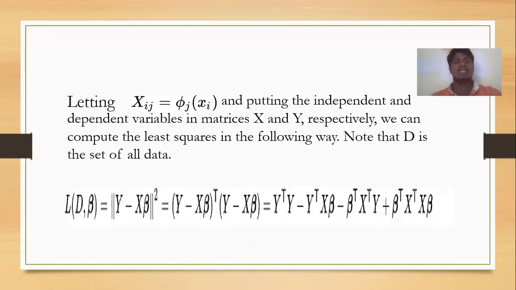Letting x_ij equal to phi j of x_i, and putting the independent and dependent variables in matrices X and Y respectively, we can compute the least squares in the following way. Note that D is the set of all data. In that given formula, we have taken D as the set of all data. We can see the formula L of D comma beta. We can observe the dependent and independent variables in matrices X and Y. We can see the formula, how it was derived.